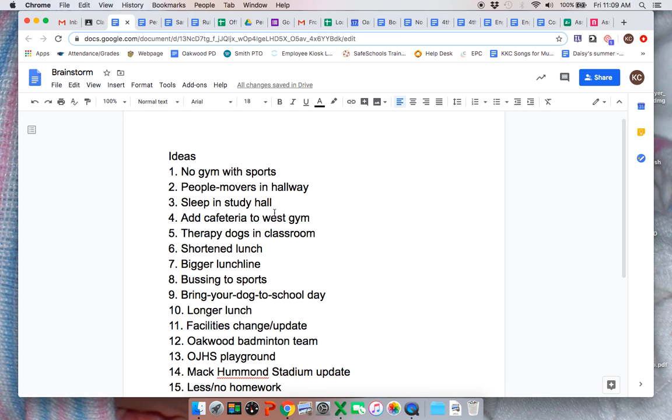Sleep in study hall: are you allowed to sleep in study hall or not? What policy would you prefer? Some people need their extra rest, and so they think study hall is a good time to do that. Others think you're in school, you shouldn't be sleeping. What's your position and why?